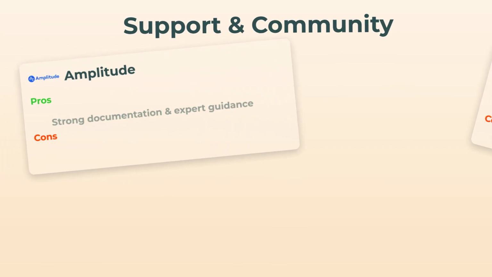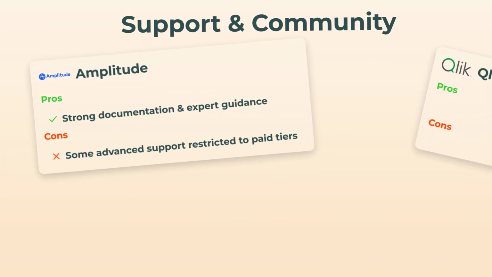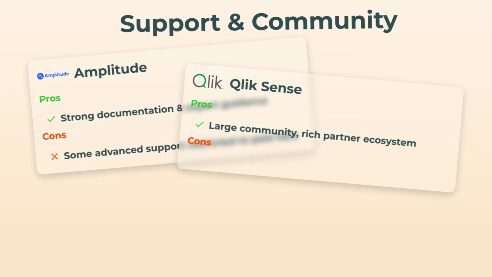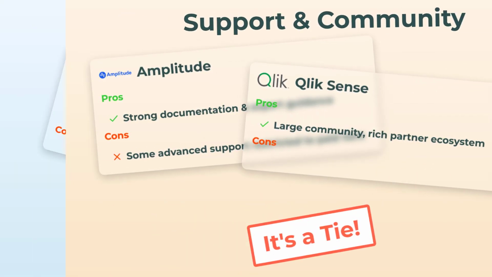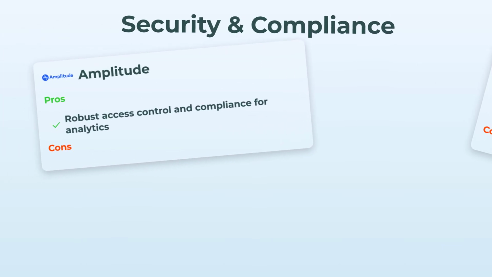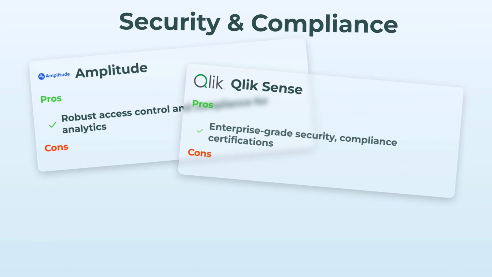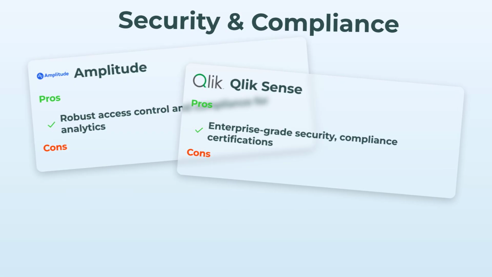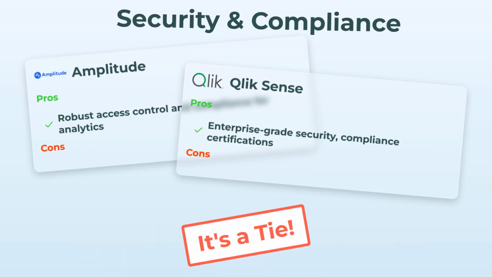Support and community. Amplitude's got nice docs and expert guidance, but certain high-touch support you gotta pay for. Qlik Sense? The community is gigantic and partners are everywhere. Both get the job done, so gotta call it even. Security and compliance. Yep, they both cover this well. Amplitude is all over robust access control and compliance for analytics. Qlik Sense? Their enterprise security creds are on point. If your data isn't safe, we've got bigger problems. No one pulls ahead here.